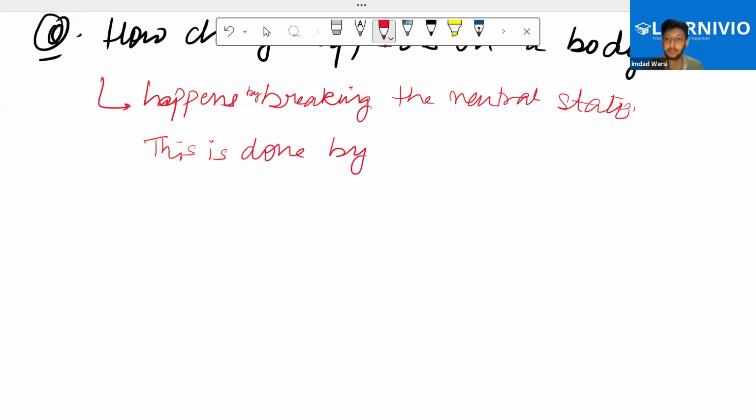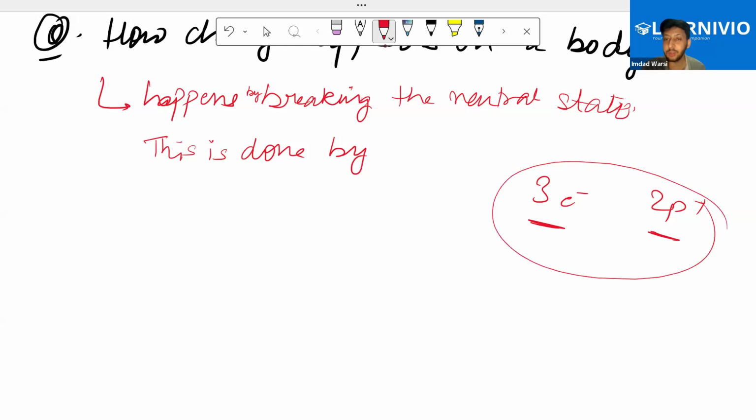Electrons and protons together is neutral. Only when the number of electrons is equal to the number of protons do you say neutral. If you have 3 electrons and 2 protons in one body, will you call it neutral? No, we cannot call it neutral. The numbers should be equal.